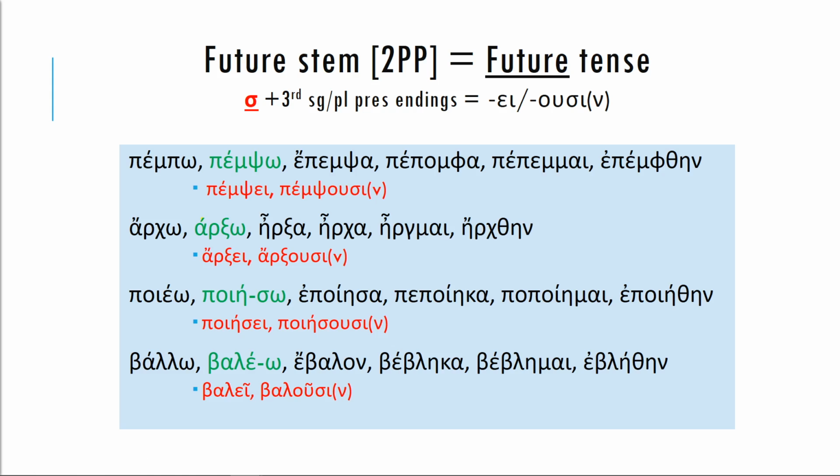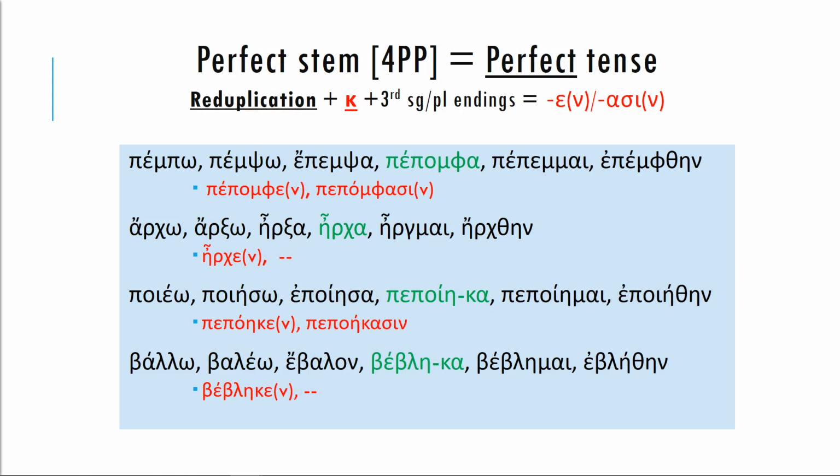The perfect is the fourth principal part with, again, these endings. These endings change a little bit because of the kappa. The sign of the perfect is two things. One is a kappa instead of a sigma. The other is what we call reduplication, which means you double the beginning sound.